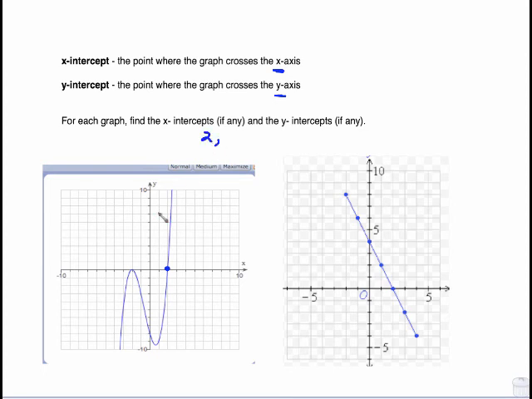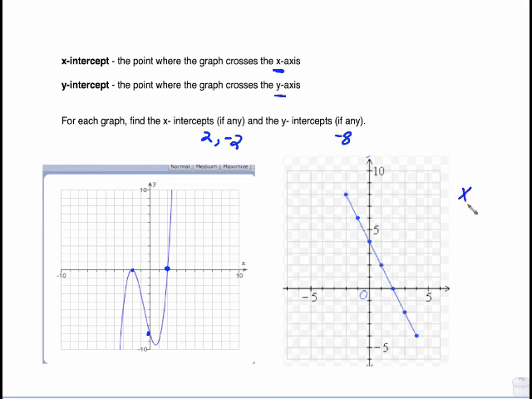There's also one over here. It's entirely possible to have more than one x-intercept. Even though this does not totally cross, it does touch the axis right here. That is -2. So this graph has 2 x-intercepts, 2 and -2. Y-intercept is where the graph crosses the y-axis, which happens right here, which is -8. You do not have to write these as ordered pairs. It's just 2, -2, and then -8 for the y-intercept for that one.